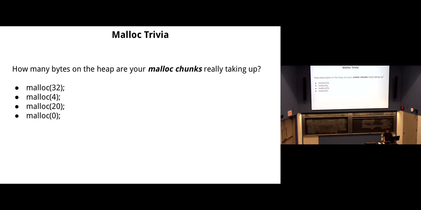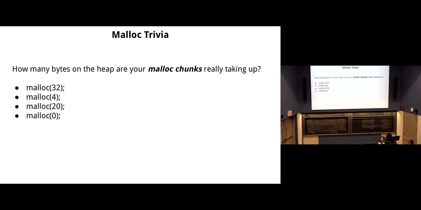Then let's see our first example of malloc. So let's say we have four malloc calls. And if we run this on our system, how many bytes on the heap do you think each malloc will return as a memory region? So how many bytes do you think each region will really take up?